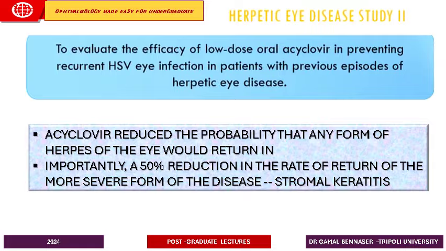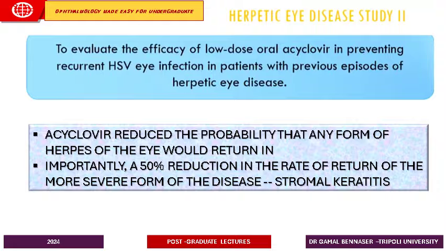They found that acyclovir significantly reduces the probability of recurrence of herpetic diseases, and there is a 50% reduction in the occurrence of herpetic eye diseases after the use of oral acyclovir. So we use oral acyclovir along with topical acyclovir for many reasons. Number one, it was found to decrease the chance of recurrence.